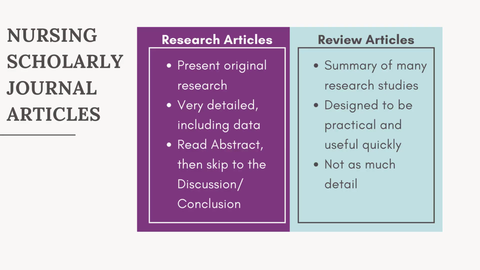So, to sum up, nursing journals will have a variety of article types within them. Scholarly research articles present original research studies with lots of details and data. Read the abstract and conclusion to quickly get the main takeaways. Review articles provide a summary of many research studies, not as detailed, but designed to be practical and useful.